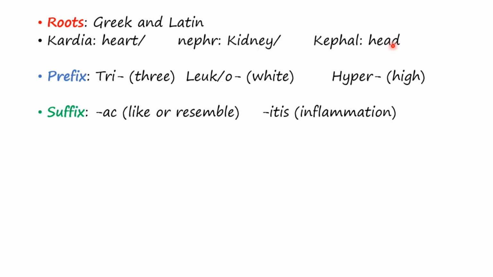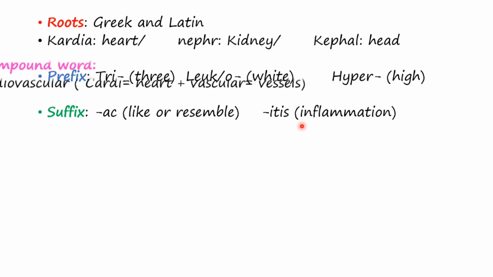Suffixes, for example, AC, that you use when you want to resemble or describe a situation or a thing. For example, cardiac, that means related to the heart. And lastly, itis. I guess this is the most popular suffix used in medicine. That means inflammation. For example, appendicitis, gastritis, and bronchitis. All of them mean inflammation of a specific organ.